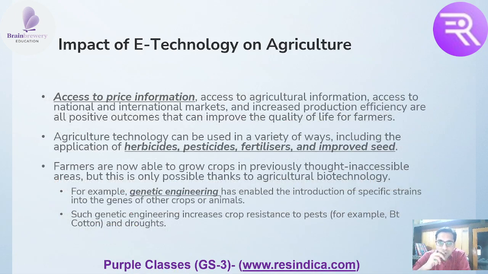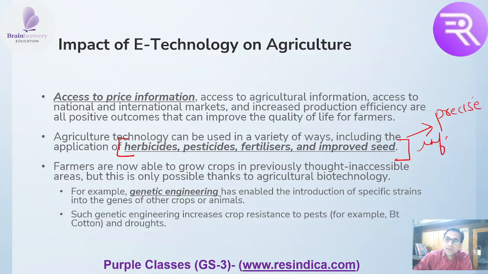Farmers will have proper access to price information, whether of the international market or the local market, and they will know where they want to sell and where they don't want to sell. This is also helpful in the proper application of herbicide, pesticide, and fertilizer, because you will have totally precise information on the application of these, right?